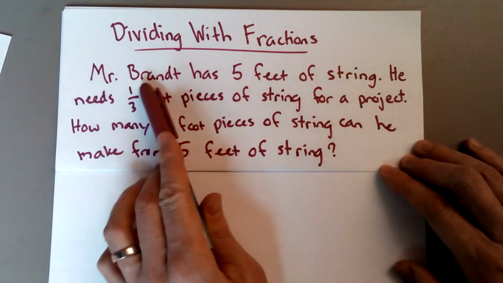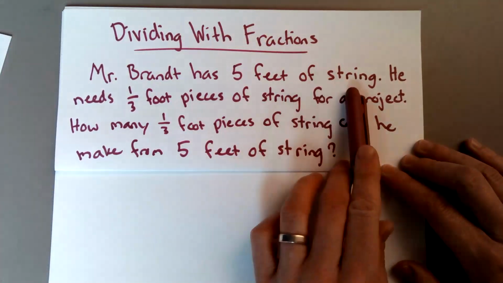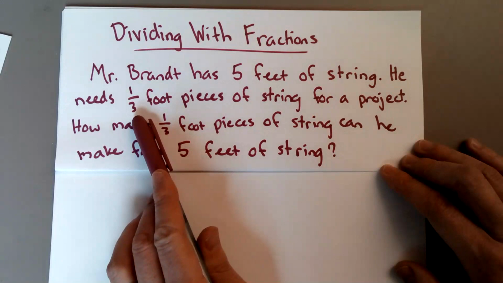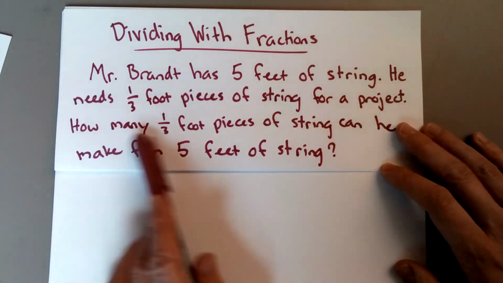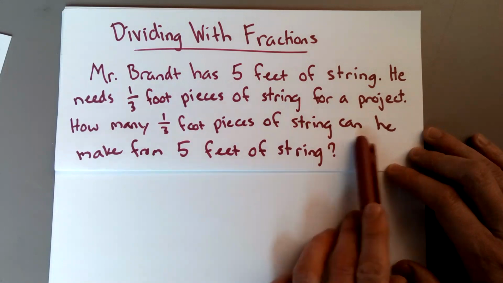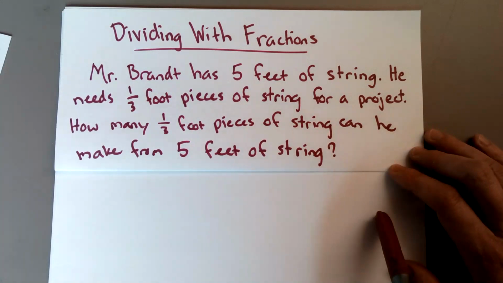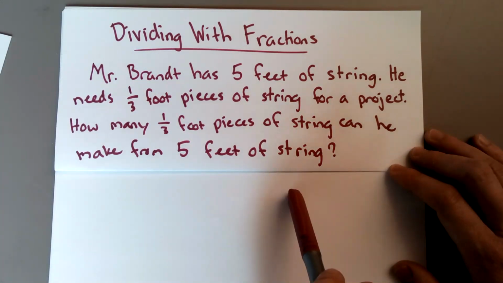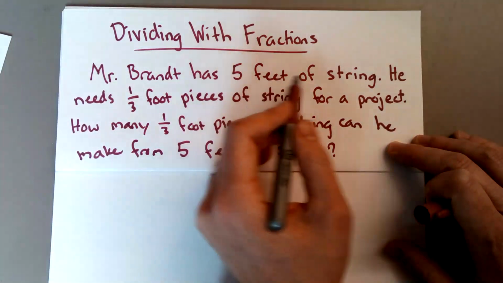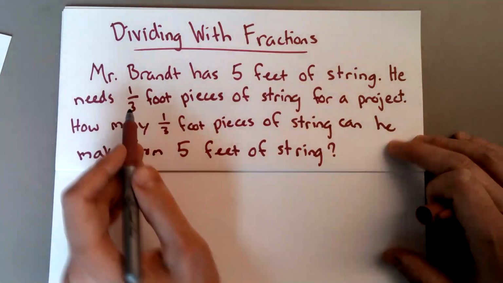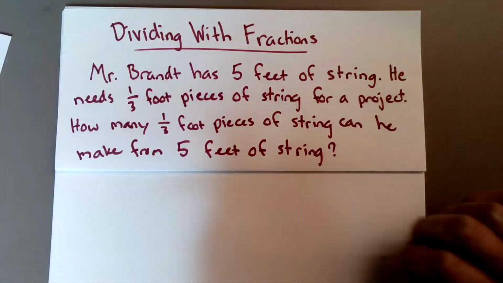If Mr. Brandt had 5 feet of string and he needs 1/3 of a foot pieces of string for a project, how many 1/3 of a foot pieces of string can he make from those 5 feet? This is a division situation because I'm taking these 5 feet of string and I have to divide it into 1/3 of a foot pieces.